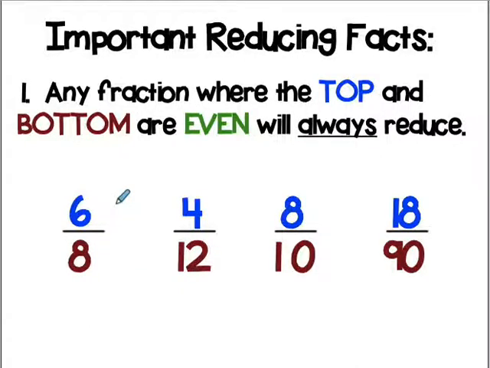Now, here's a tip. Remember, any fraction where the top and bottom are even will always reduce because no matter what, you can always divide an even number by 2. There's not anything else that fits into 6 and 8 besides 2. But that's fine because they're both even, so we can divide by 2.